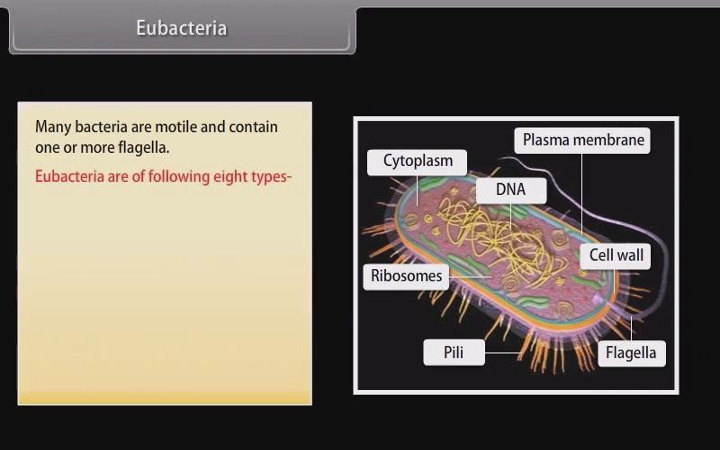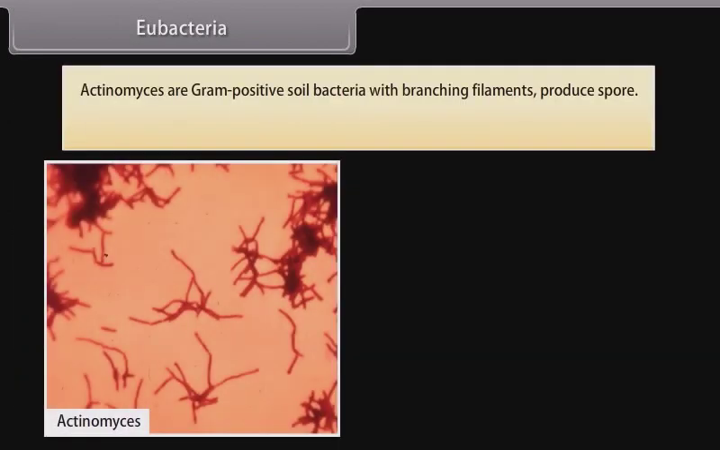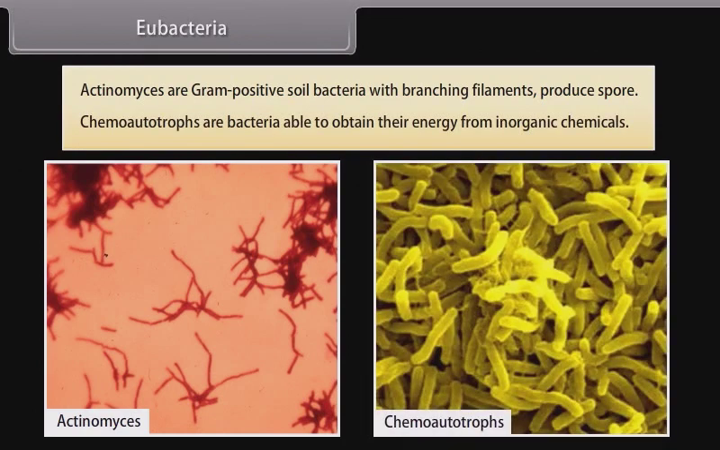Eubacteria are of the following 8 types: Actinomyces, Chemoautotrophs, Cyanobacteria, Enterobacteria, Gliding and Budding Bacteria, Pseudomonas, Rickettsias and Chlamydias, Spirochetes. Actinomyces are gram-positive soil bacteria with branching filaments that produce spores. Chemoautotrophs are bacteria able to obtain their energy from inorganic chemicals.